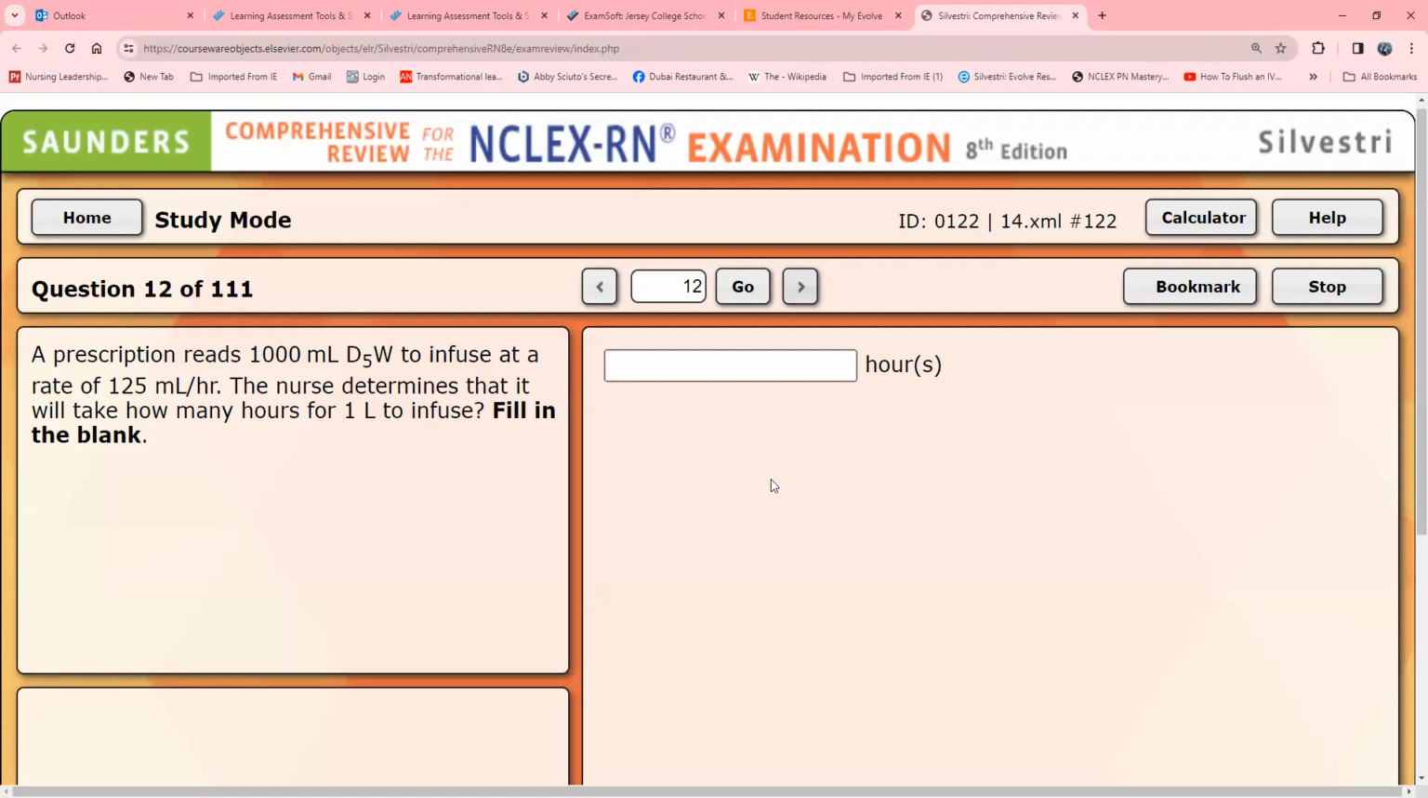All right, this one's asking you what? I'm seeing the whiteboard. Okay, per hour. Is it asking you per hour? What's it say? The nurse determines how many hours it will take for 1 liter. Okay, so for this one, if they want to know how many hours, then your formula is what?